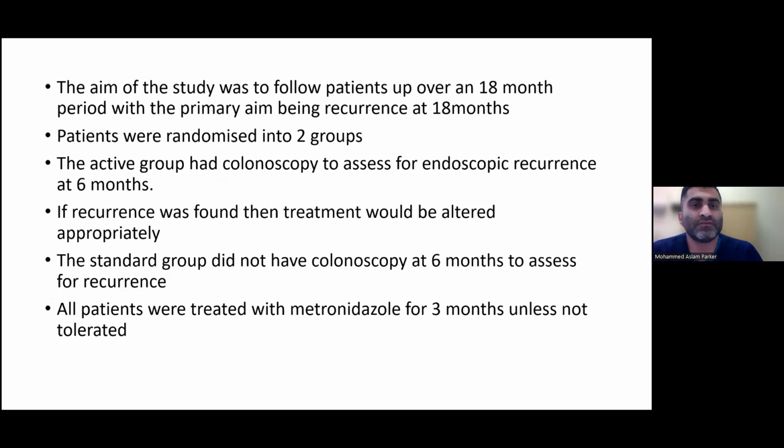The aim of the study was to follow up patients over an 18-month period, with the primary aim being recurrence at 18 months. Patients were randomized into two groups. The active group had colonoscopy to assess for endoscopic recurrence at 6 months. If recurrence was found, then treatment would be altered appropriately. So that means that treatment was escalated depending on endoscopic findings, even if the patient was asymptomatic.